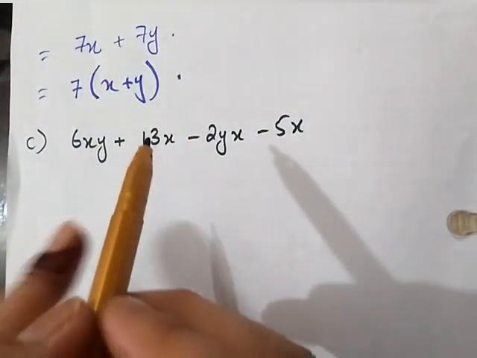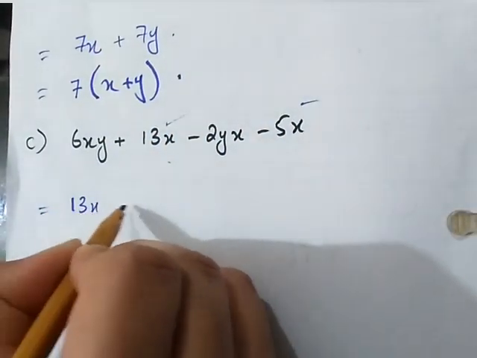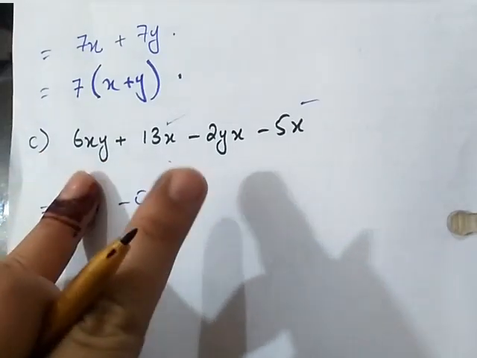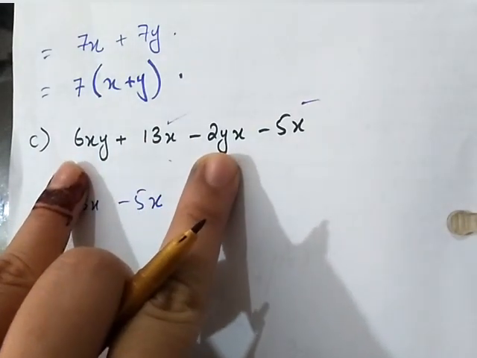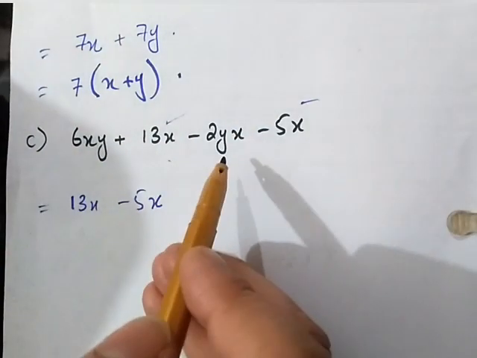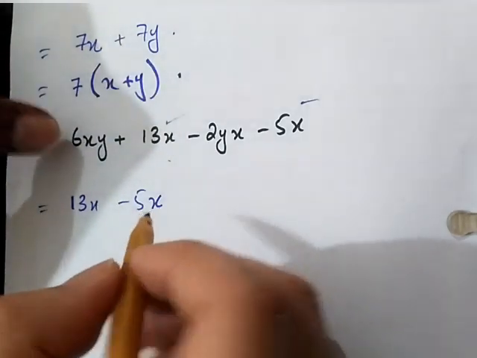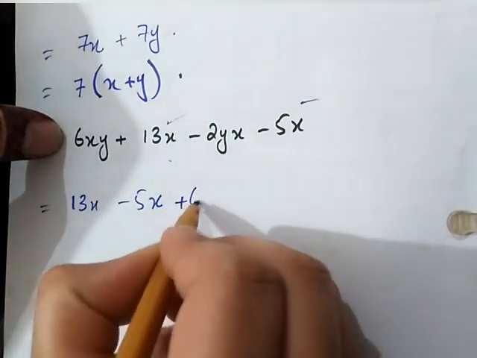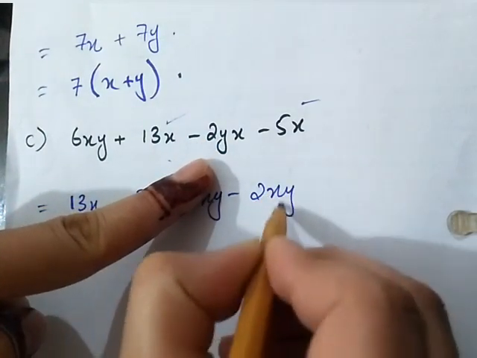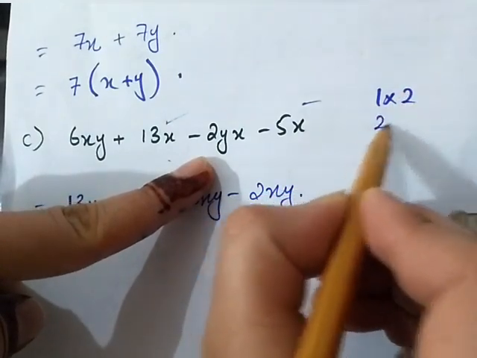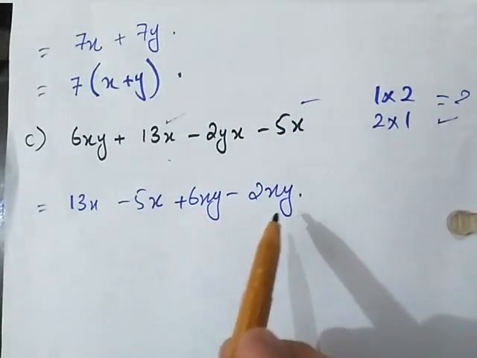Now part C, and here's a very interesting thing, part C. We have two terms with x variables. So firstly we write the terms with the x variable, 13x minus 5x. Now look at these two terms. Are they equal? 6xy, and this is yx. But yes, they are equal because they are going to be multiplied. So you can write this yx also as xy. This does not affect your question. So 6xy, and this is minus 2yx, so we can write xy. Why? Because 1 multiplied by 2 or 2 multiplied by 1 does not affect it, because the answer will remain the same, 2. Same with this.